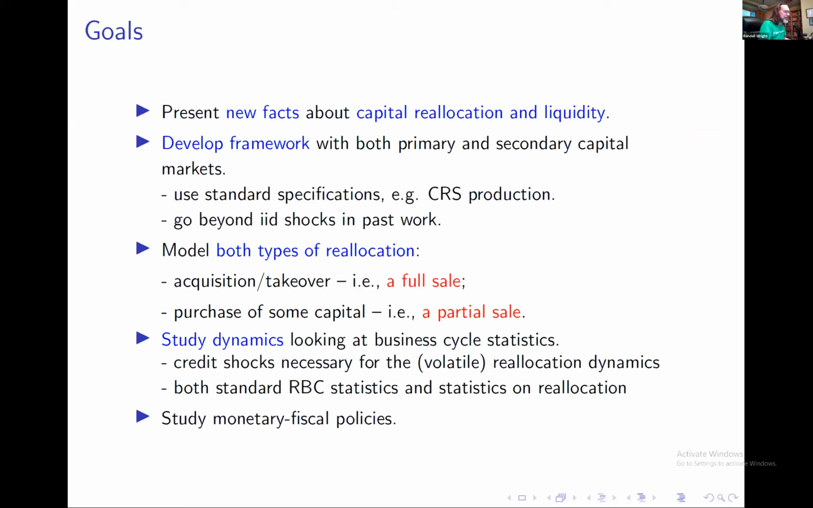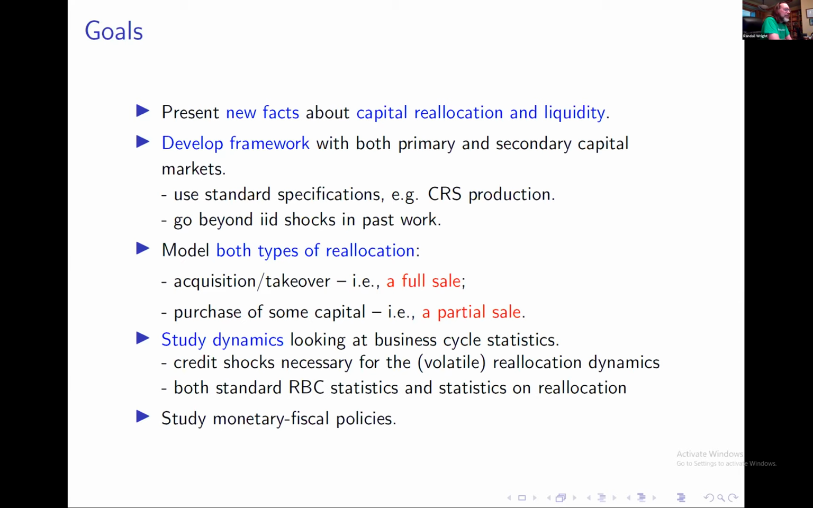So the first thing I'm going to do in this project is look at the facts. We're going to present new facts about capital reallocation. Then we want to develop a model with primary and secondary capital markets, as opposed to some things some of us have done in the past. We're going to try to use standard specifications, so not specifications designed to make the model necessarily tractable, but to make it amenable to quantitative work. In particular, one thing we do is go beyond IID shocks, which is kind of interesting, and there's much more to be done on that.